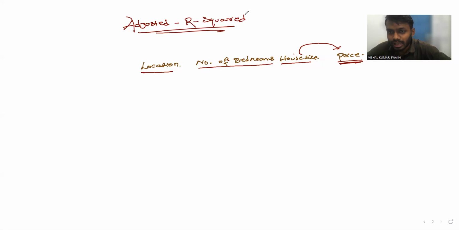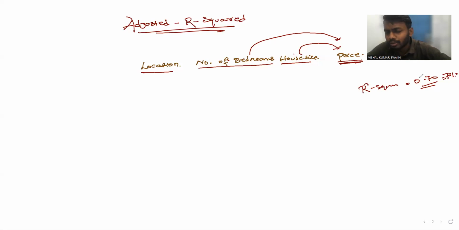Here, assume that if you calculate the R square value, it is giving 70%. Now think about the number of bedrooms. Does the number of bedrooms affect the price? Yes, if the house size is there, it affects it by a small amount, not a big amount.